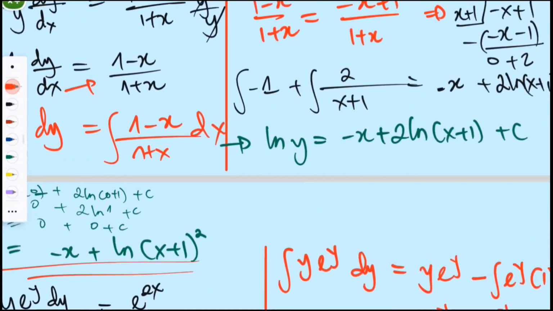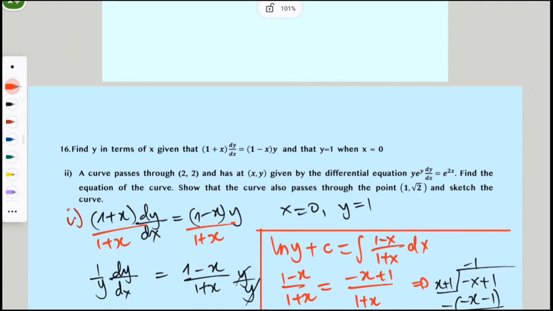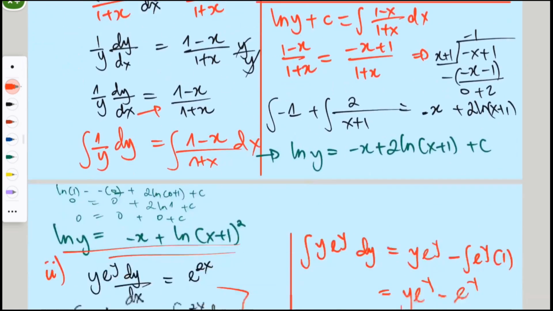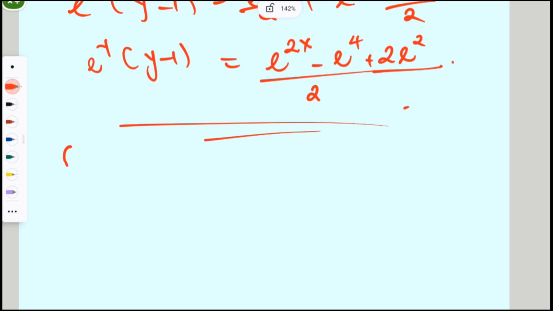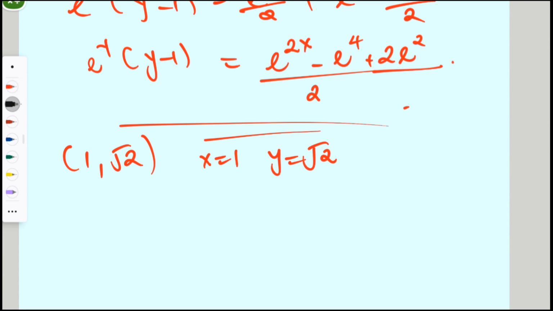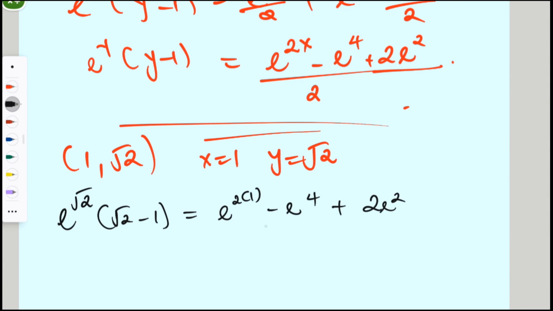The next part says that we should show that the curve also passes through this point, and we sketch it. So through point 1, root 2, it means that when x is 1, y should be the square root of 2. So we substitute x in there. The left hand side must be equal to the right hand side. So 2e to the power root 2 minus 1 equal to e to the power 2 times 1 minus e to the power 4 plus 2e squared over 2.